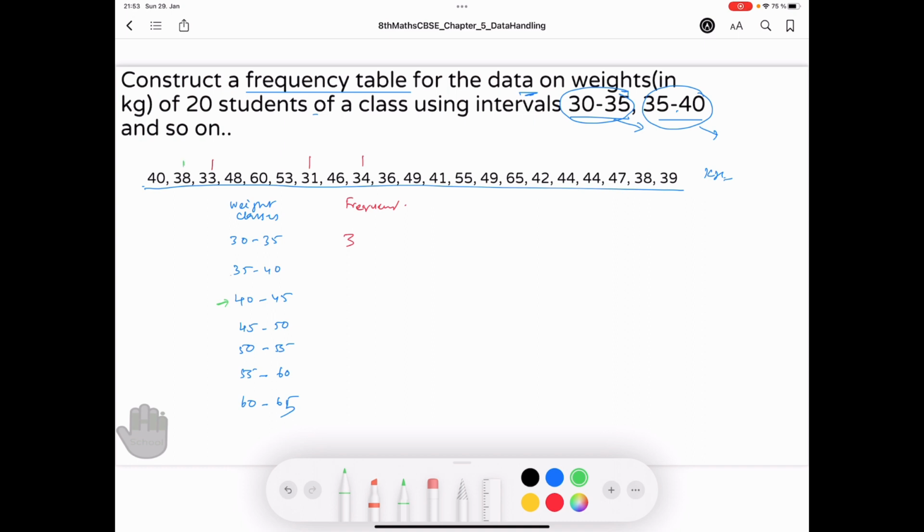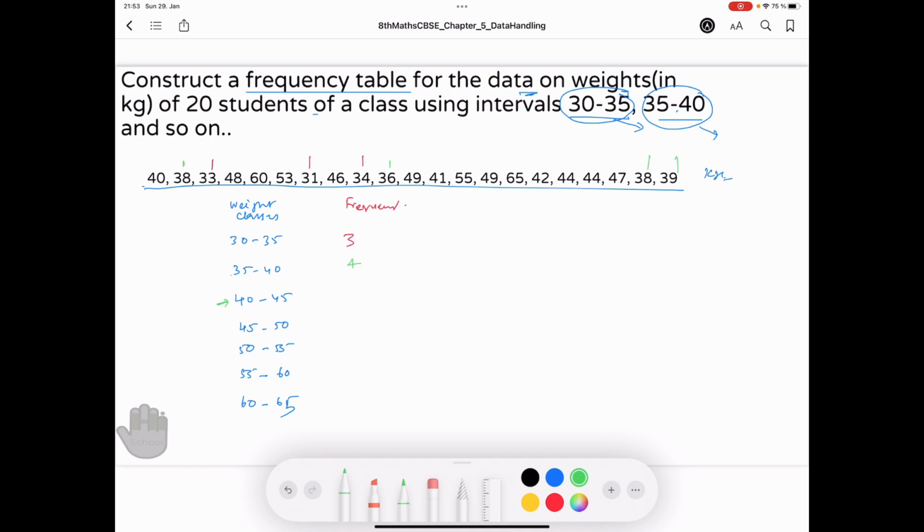Okay, now 35 to 40. 38 comes in between 35 and 40. What else comes? This 36 comes. And anything else? This one, this one, this one. How many? 1, 2, 3, 4. So for 35 to 40 we have 4 students.